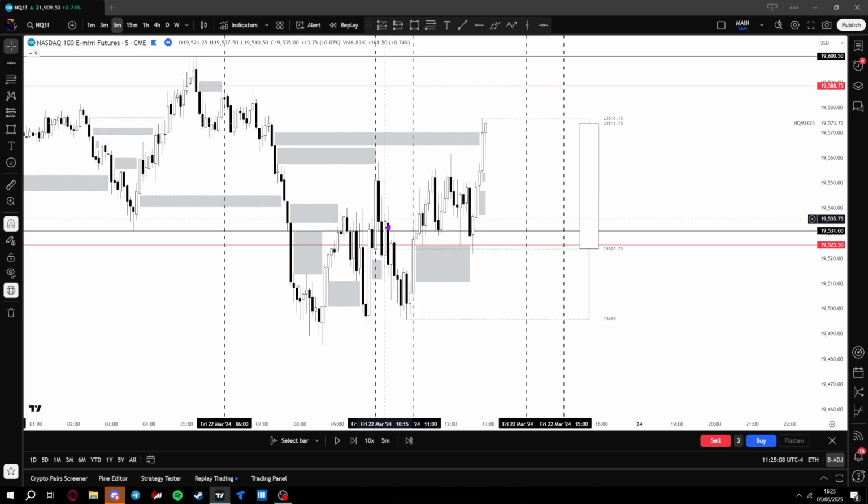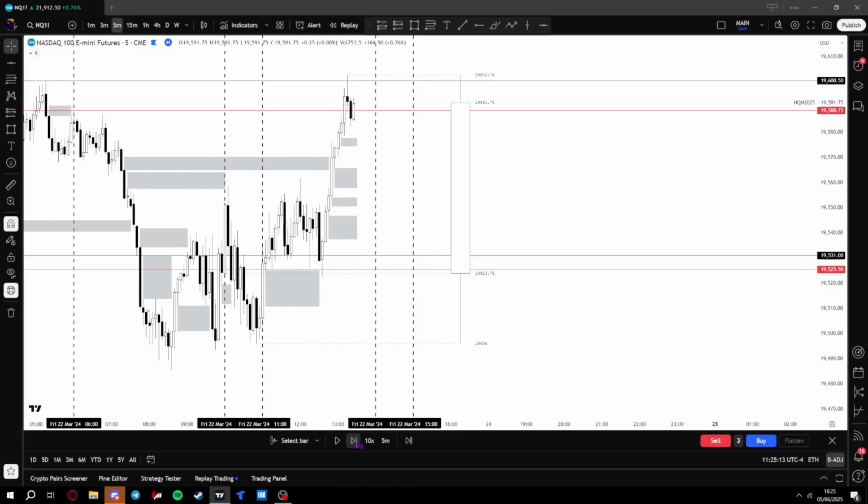And we didn't get a fair value gap in this range, so what do we do? We don't trade. We just wait until next.